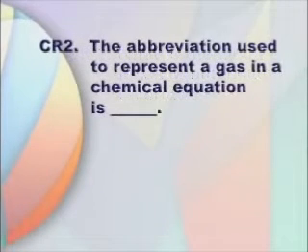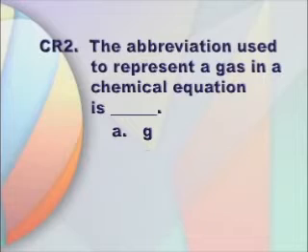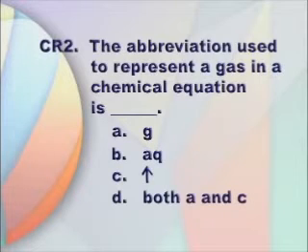Cumulative review question number 2. The abbreviation used to represent a gas in a chemical equation is A, G, B, AQ, C, an arrow pointing upward, D, both A and C.